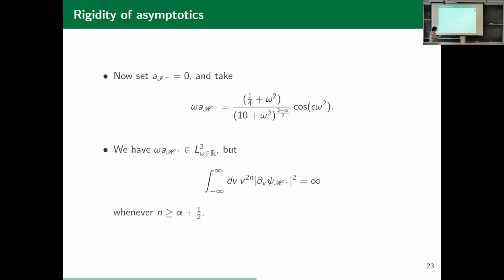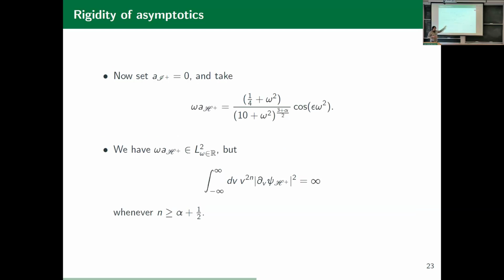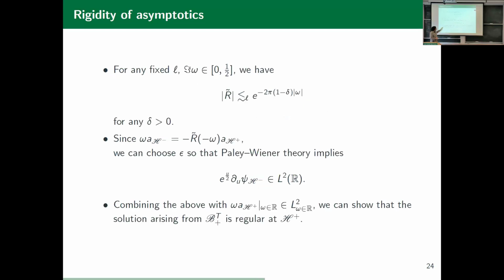Okay, but the point is that cosine epsilon omega squared off the real line produces exponential growth. But if we make epsilon small enough, then when we multiply by r tilde, we will get something that's integrable. And it's integrable in the entire strip, and therefore we have regularity. So r tilde decays exponentially. That's why I said that we have exponential growth, but not too much. It's because r tilde has exponential decay for fixed L as omega goes to infinity.